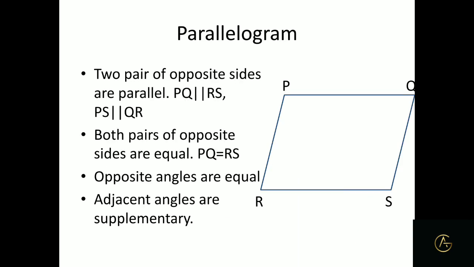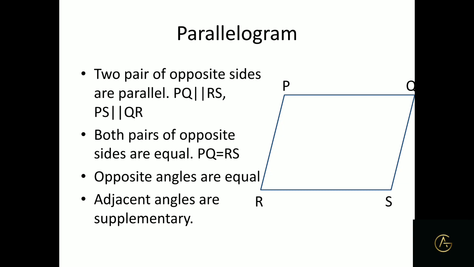Then next comes the parallelogram. In this figure, PQRS is a parallelogram. The two pairs of opposite sides are parallel. PQ is parallel to RS, PR is parallel to QS. This is the difference between a parallelogram and a trapezium. In a parallelogram, two pairs of opposite sides are parallel. In a trapezium, only one pair is parallel.